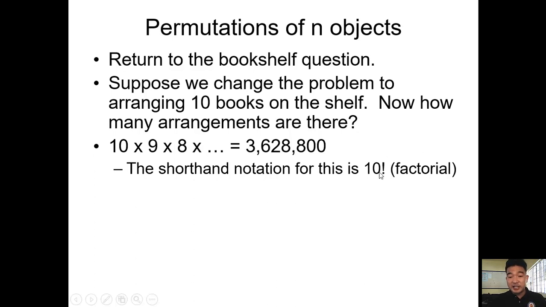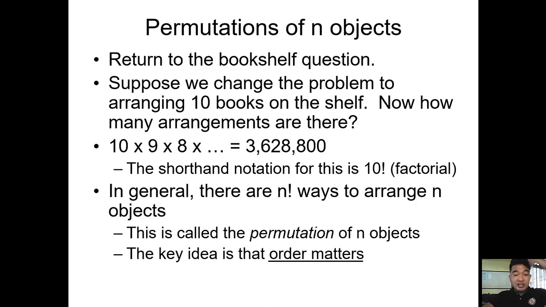Take note of that exclamation point. No? We read that as factorial. So this is 10 factorial. 10 factorial meaning you multiply 10 up to 1. Okay? So that's the 10 factorial. So kung meron tayong 3 factorial, you multiply 3 up to 1. So that's 3 times 2 times 1. Okay. In general, there are n factorial ways to arrange n objects. Yan. Totoo naman, yung n objects, number of objects.